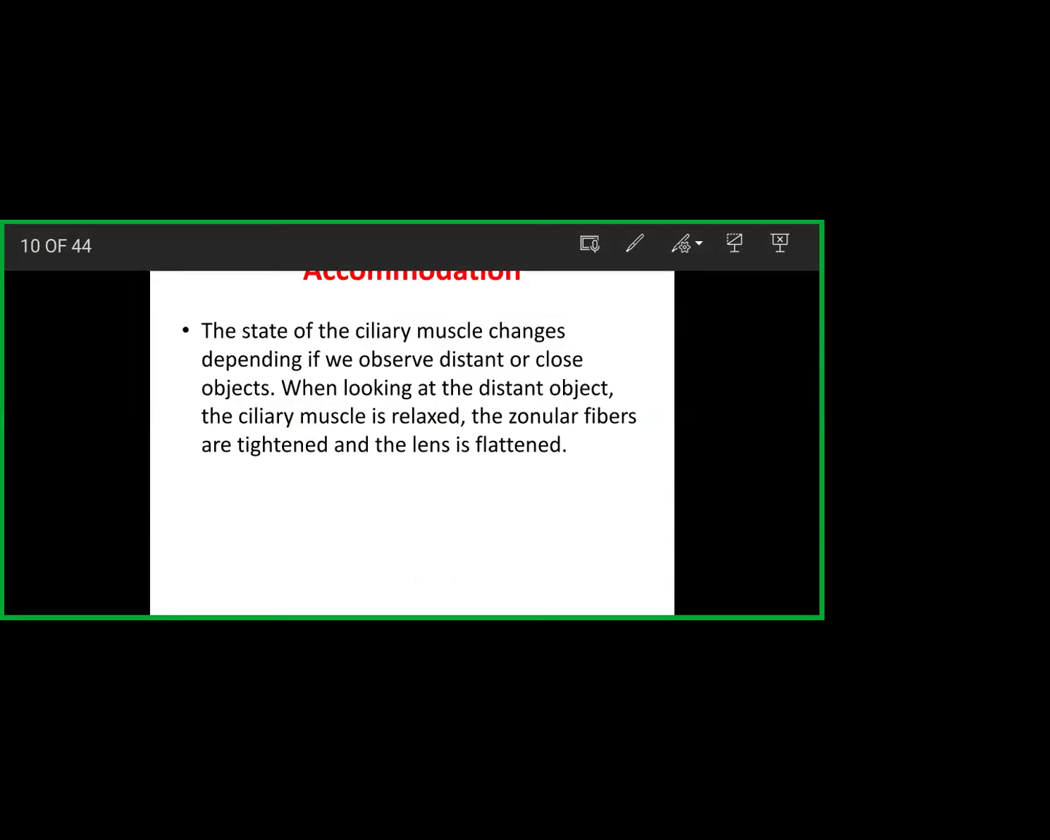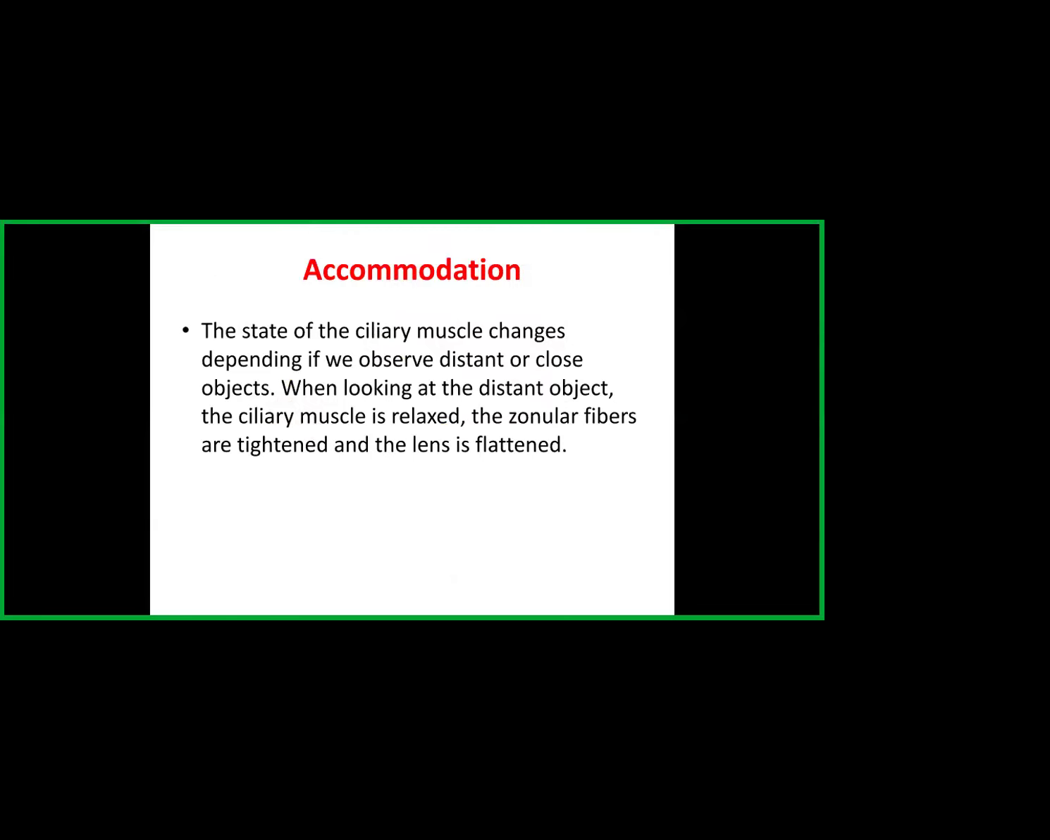Let us see what accommodation is. The state of the ciliary muscle changes depending on whether we observe distant or close objects. When looking at distant objects, the ciliary muscle is relaxed, the zonular fibers are tightened and the lens is flattened. As you can see in the video, when I am holding a rubber band, we can enlarge it, increasing the diameter, as well as decrease the diameter of the rubber band when it is a circle. Likewise, the diameter of the eyeball also can increase and decrease. That is the process known as accommodation.